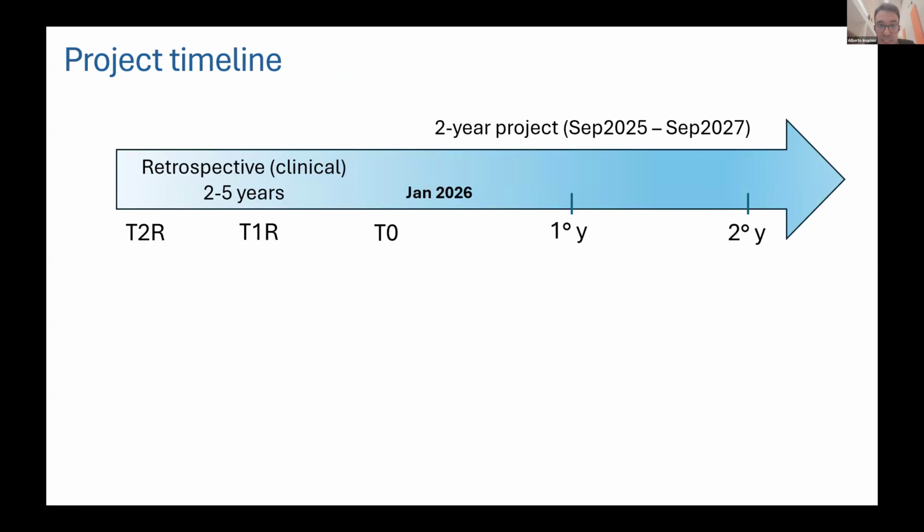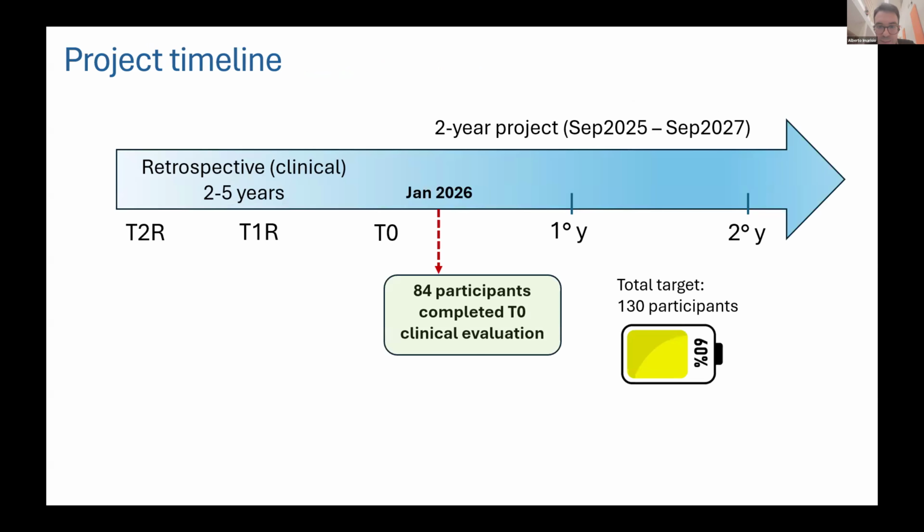So this was the original project timeline. We have now enrolled 84 patients out of a total of 130. So we are at about 60% of the enrollment initially planned.